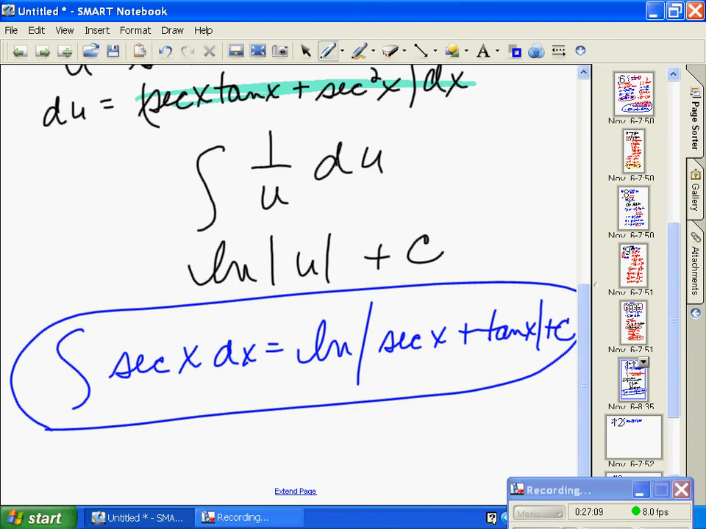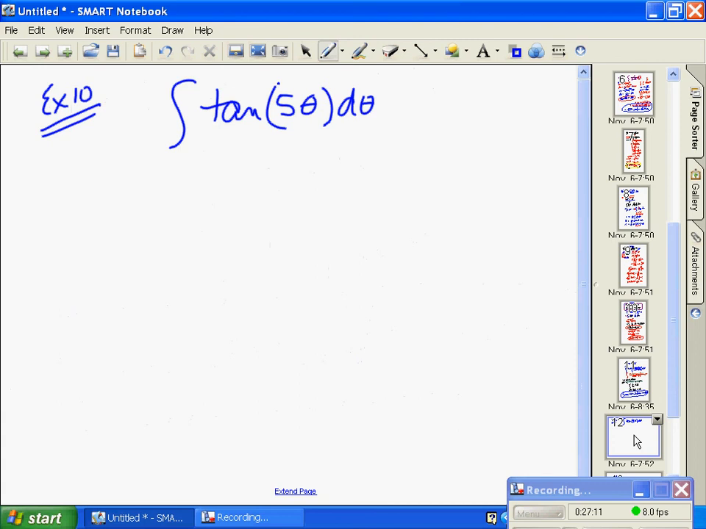Okay, last page. These go pretty quickly. If I'm looking at this tangent of 5 theta d theta, I need to find the integral of that. I'm just going to let u be my 5 theta. My du is equal to my 5 d theta. So looking at that, I don't have a 5 d theta, so I'm going to insert the 5, and bring out the 1/5 out front. So there's my du right there. Here's my u.